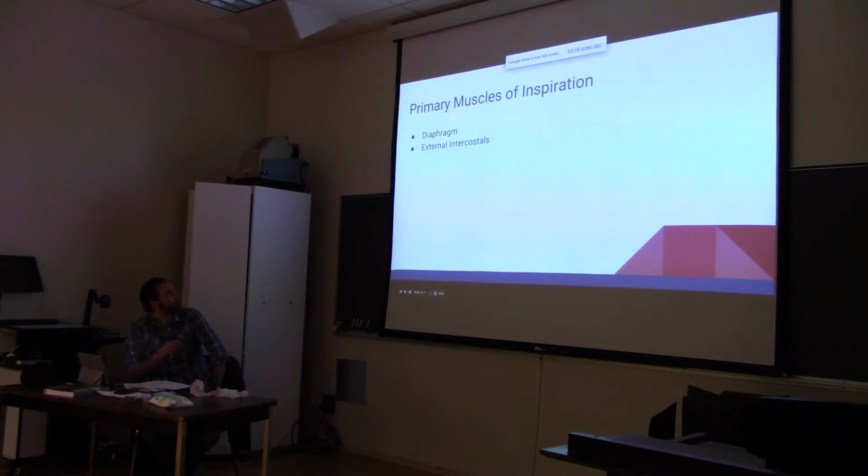Okay, 15. Primary muscles of inspiration, diaphragm and external intercostals. Okay? So if I ask you what the primary muscles of inspiration are, you say diaphragm, external intercostals. Do you guys know what your external intercostals are? The intercostals that are on the outside of your rib cage. Open and out, right? Yeah, pull them out.